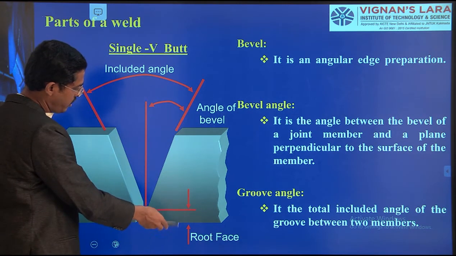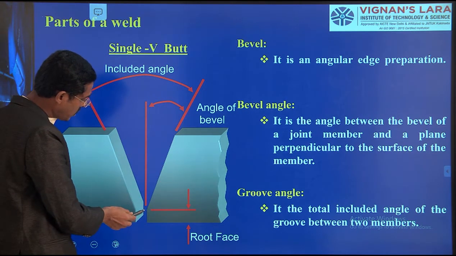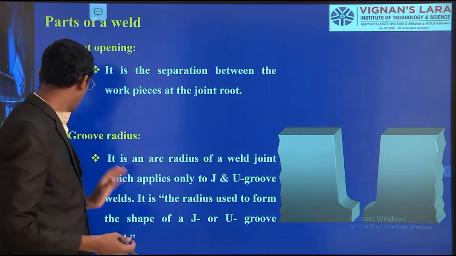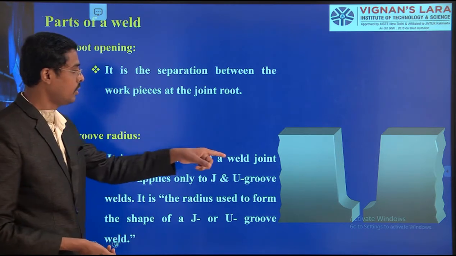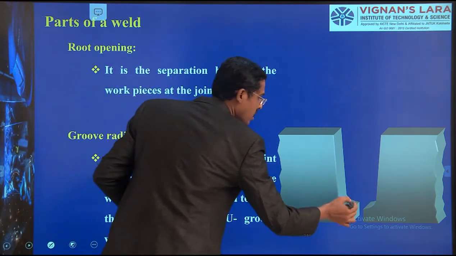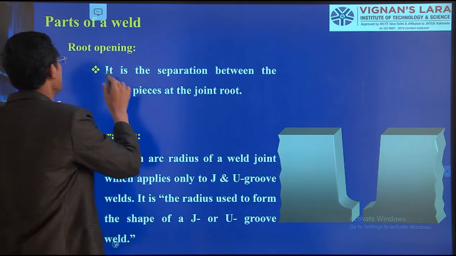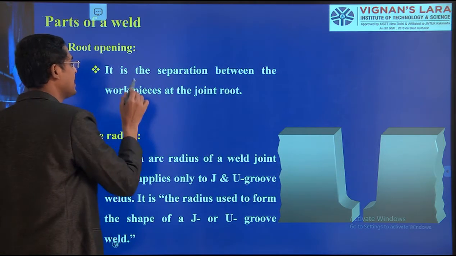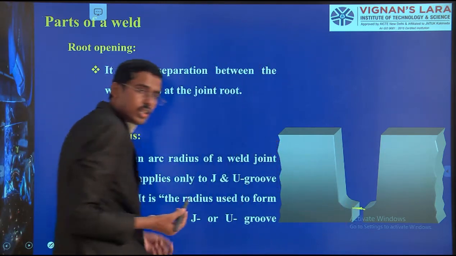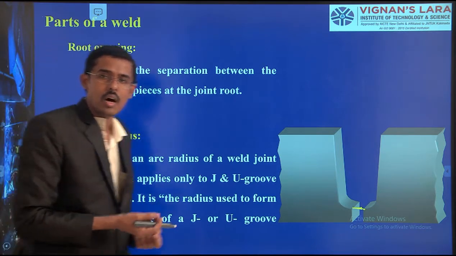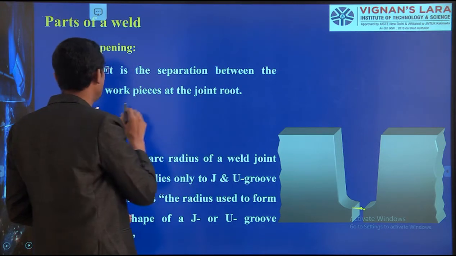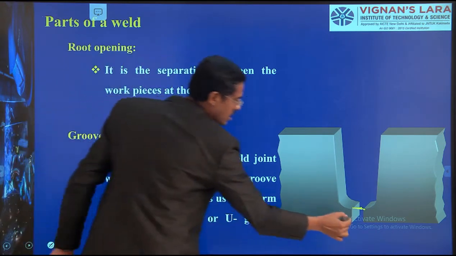So here the root face, as we saw on the last page. Next, the root opening and the groove radius we should see. It is not applicable to the V groove, it is for the J groove, and double J grooves. Root opening is the separation between the workpieces at the joint root. Here they are talking about how much gap, 1 mm, 2 mm or 3 mm, we should give.